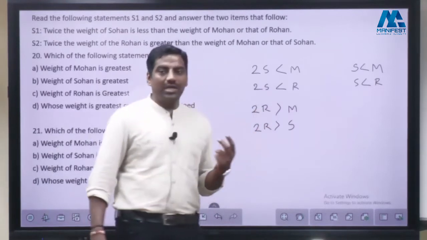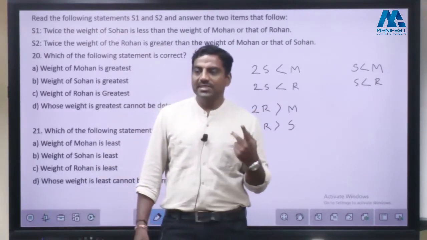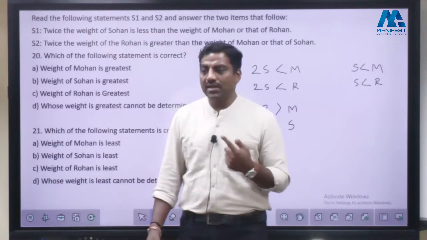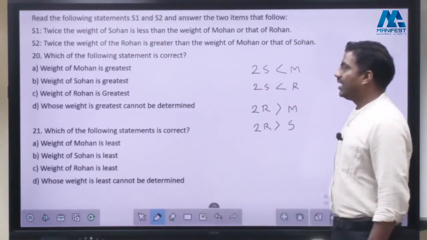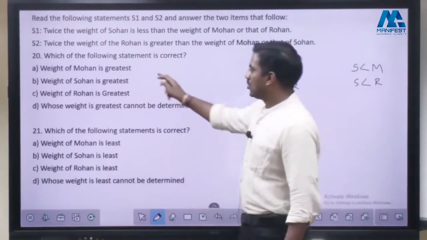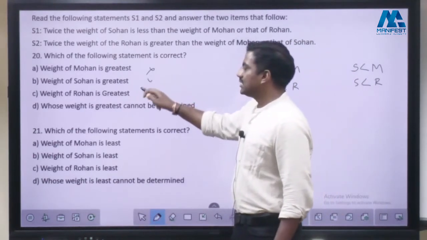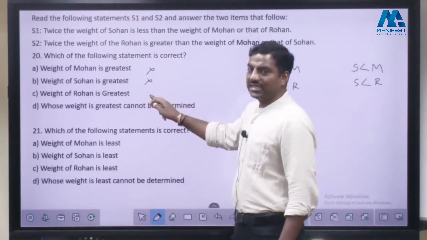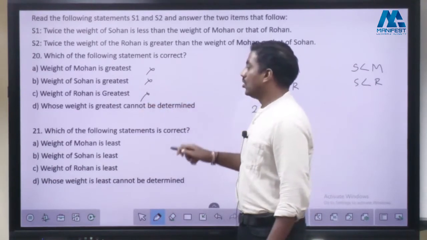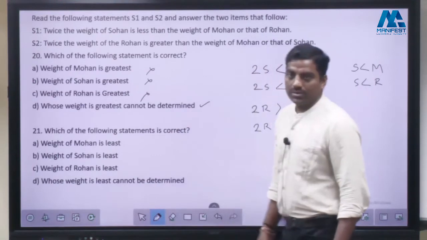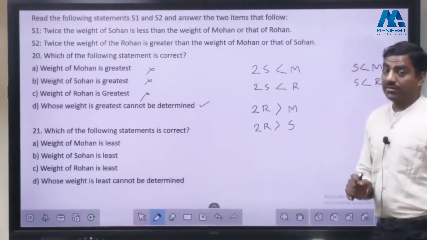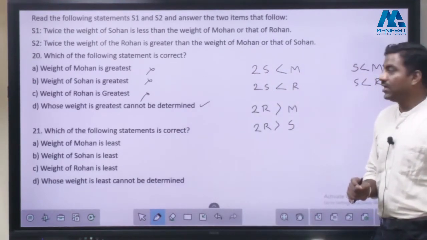So here we have only 2 relations established. S is smaller than M and S is smaller than R. Let us check. Which of the following statements is correct? Weight of Mohan is the greatest? No. Weight of Sohan is the greatest? No. Weight of Rohan is greatest? No. So, whose weight is greater cannot be determined. Smaller weight you can determine. Least weight you can determine.